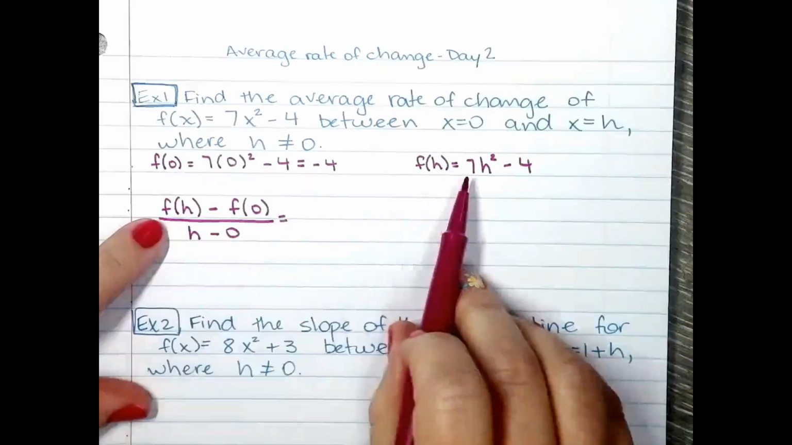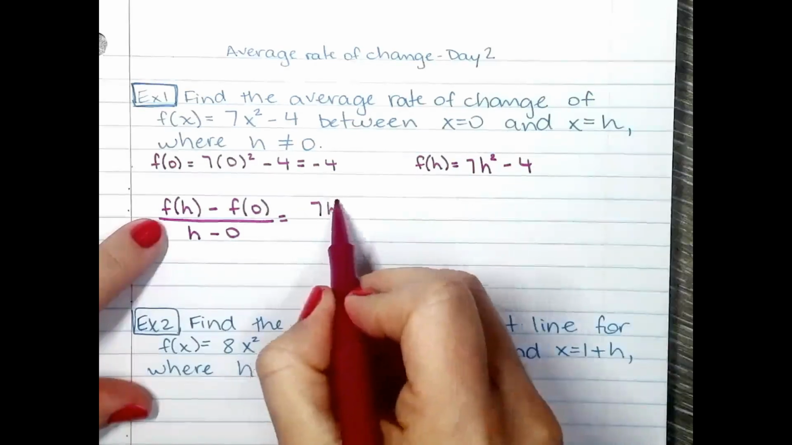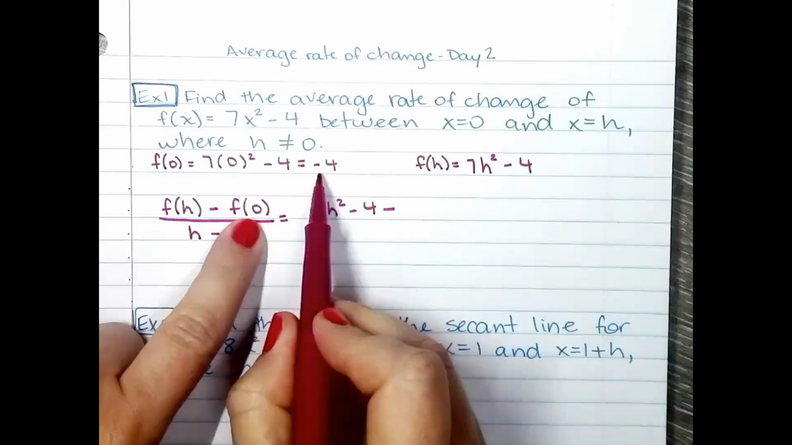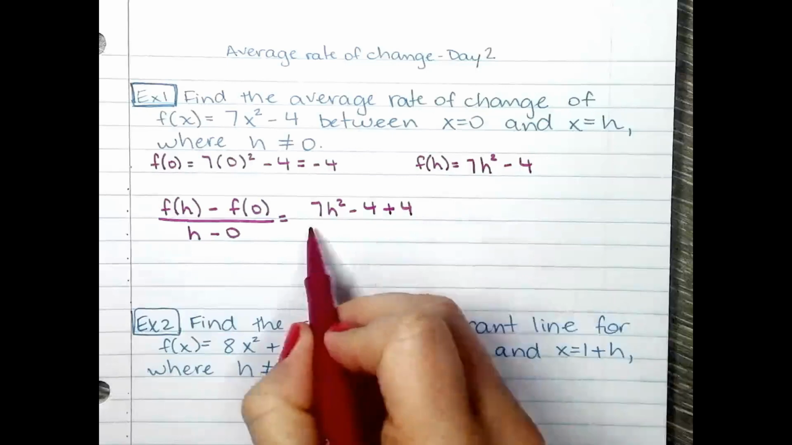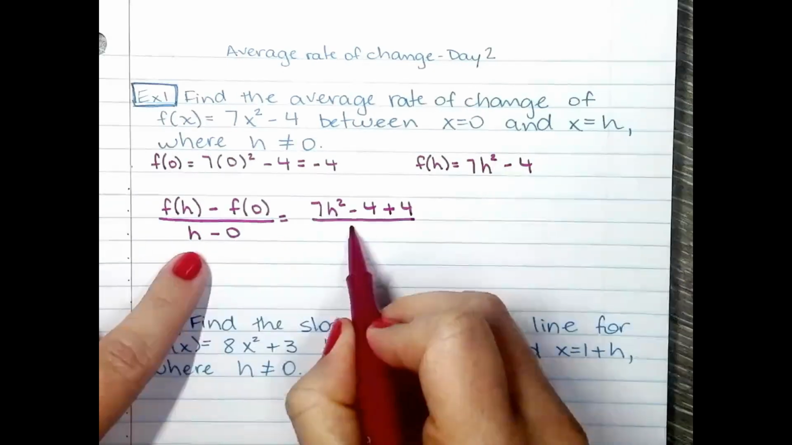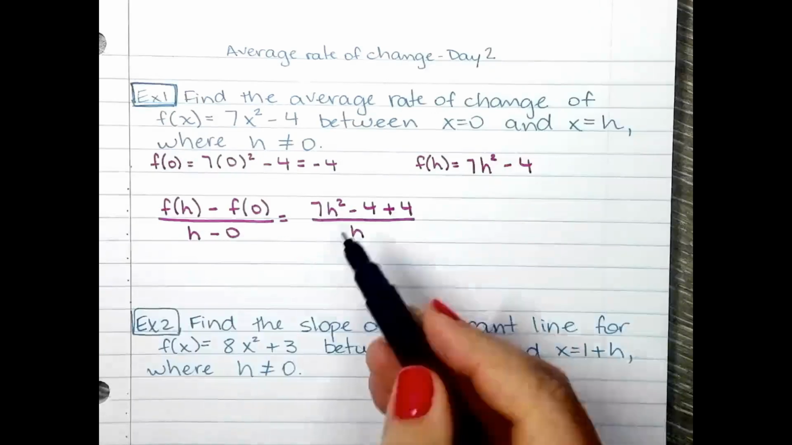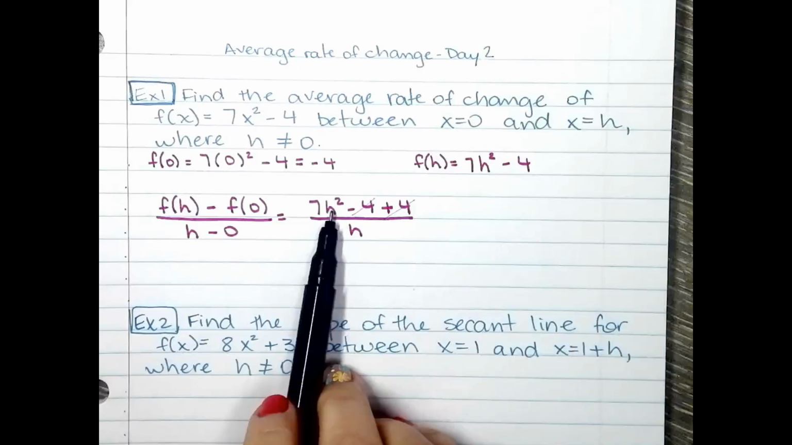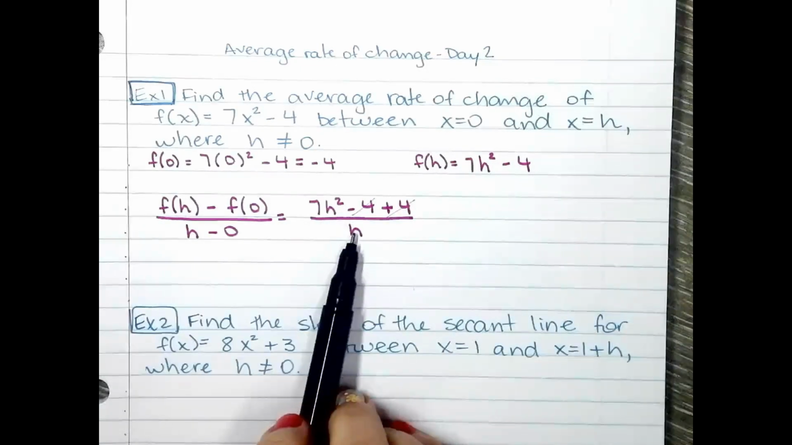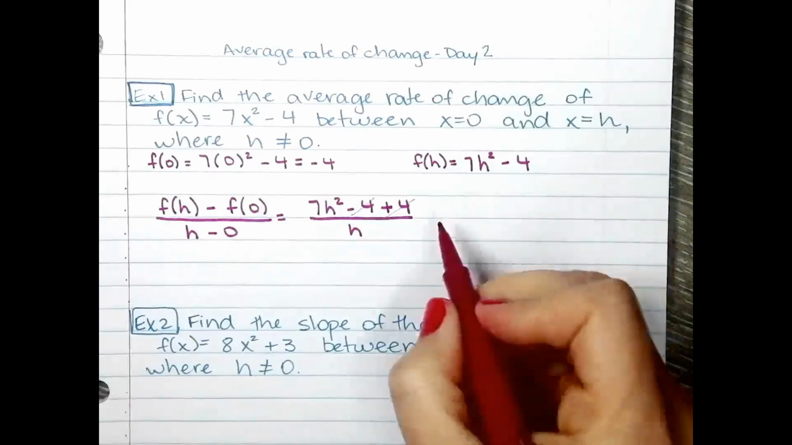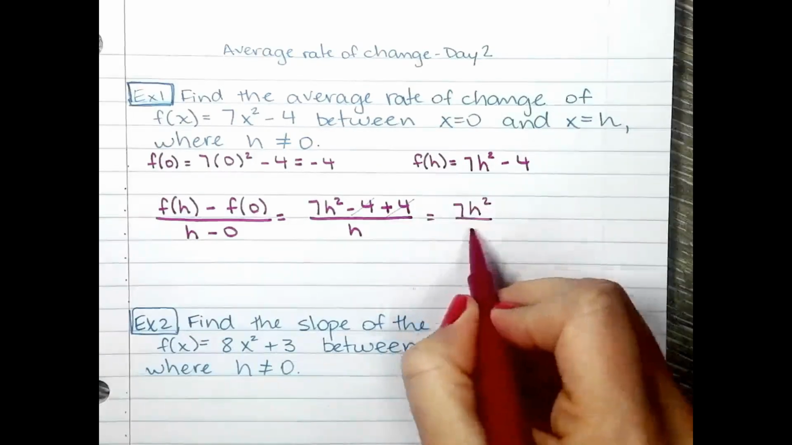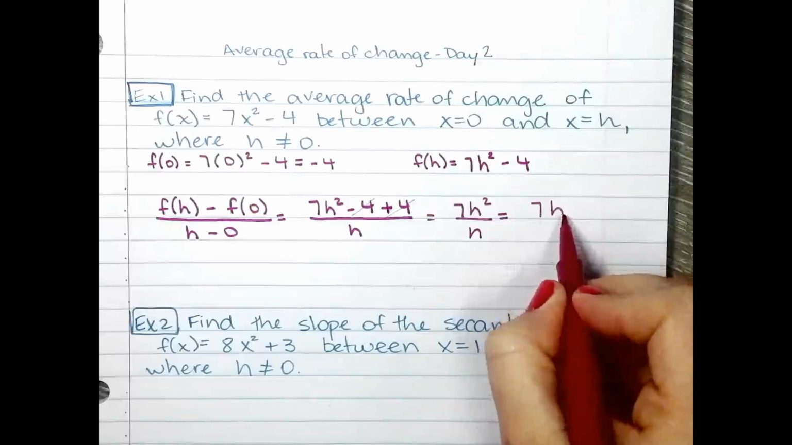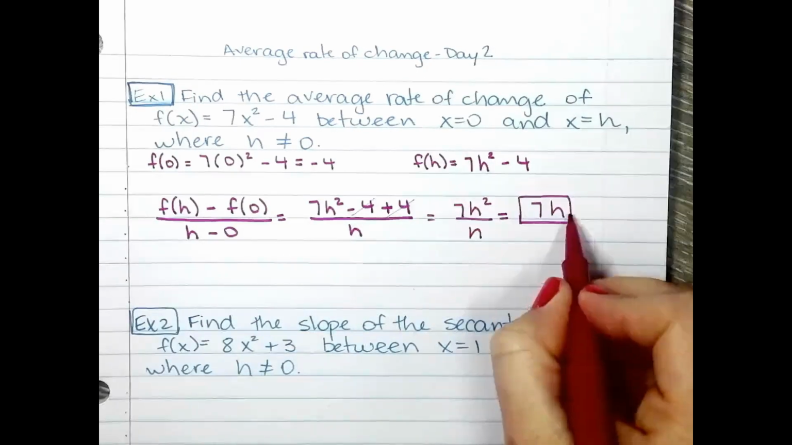Okay, so f of h, I have it right there. 7h squared minus 4 minus f of 0. F of 0 is negative 4, so plus 4. Everything over h minus 0, which is h. Now, okay, negative 4 plus 4, that's 0. Now I have to divide 7h squared by h. I subtract the exponents. H squared divided by h is just h. So 7h. So you will leave that in terms of h.